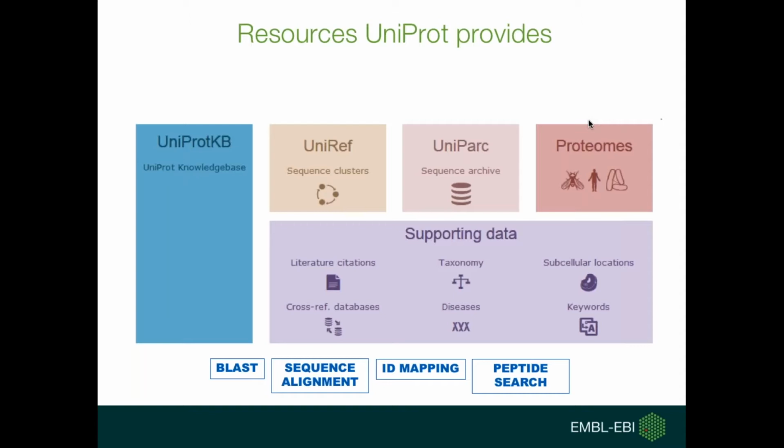The UniProt Consortium provides many different resources. Front and center of those is the UniProt Knowledgebase, represented here by the blue-green box on the left, which is what most people refer to when they talk about UniProt. But next to this resource and underpinning it and connected to it are many other resources. For example, the UniProt reference clusters for sequence similarity searches, the UniProt archives of sequences, a special view on proteomes, and many supporting datasets ranging from literature citations to controlled vocabularies for subcellular locations. In addition to that, we also provide a small set of tools: BLAST, sequence alignment, ID mapping, and peptide search.